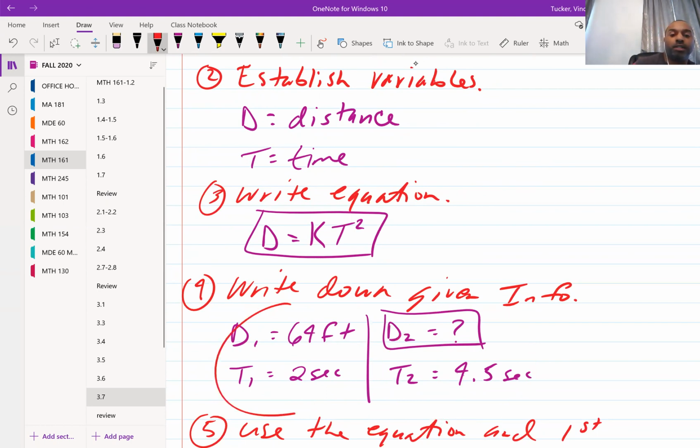All right. So notice they give us D1 and T1. I call them D1 and T1. That's the first set of information, the distance and the time. Then they want us to know what is the distance if the time is 4.5 seconds. So they're going to give you all of the information except for one piece. It's not going to just be two, sometimes maybe three or four, but they will give you all of that in the first set. And then once again, everything except for one piece in the second set.